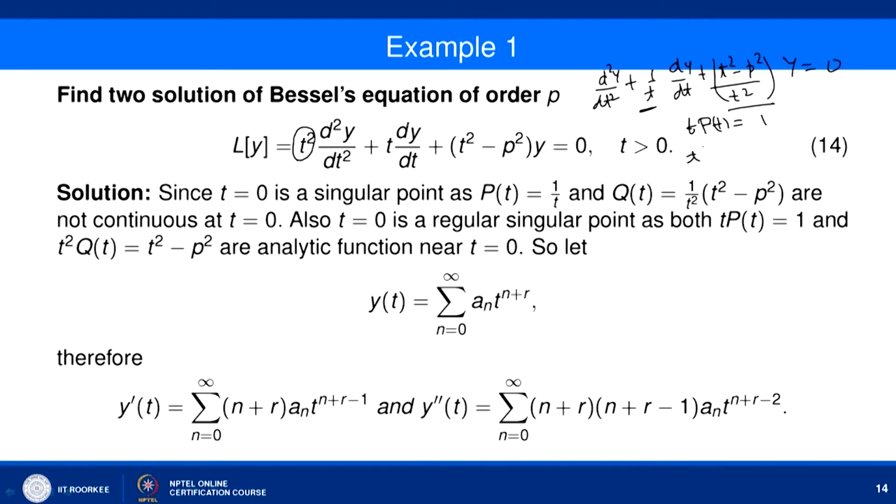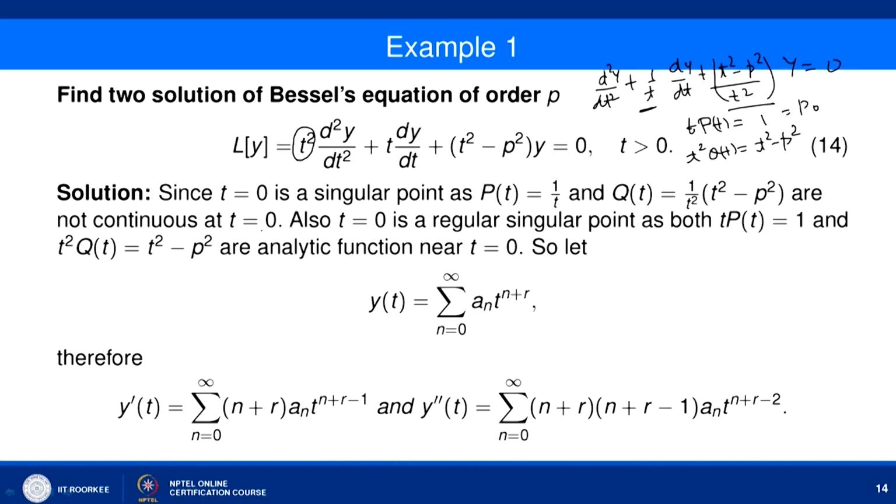Similarly, you can look at t square q(t), that is t square q(t) is equal to t square minus p square here. So, this also has a series expansion, or we can say that t p(t) and t square q(t) both are analytic. And in fact here this series expansion has only one term, that is p naught, that is equal to 1, and here we have two terms in the expansion of t square q(t), and here q naught is equal to minus p square. So here we can say that since t equal to 0 is a regular singular point, as p(t) equal to 1 by t and q(t) equal to (t square minus p square) by t square are not continuous at t equal to 0.